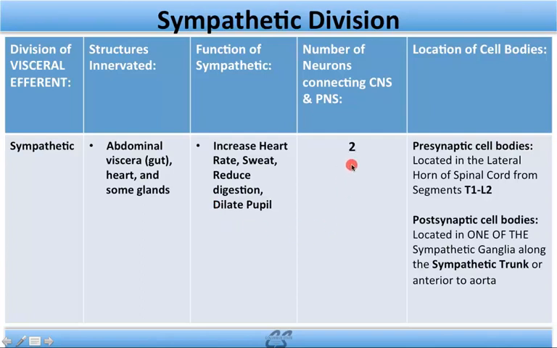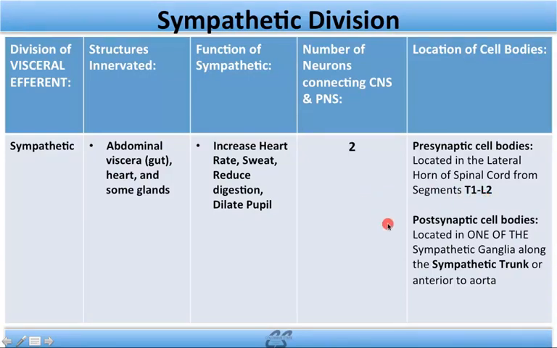How many neurons did it need? Well, anything visceral efferent. This sympathetic is just one type. Anything visceral efferent will need 2 neurons. Specifically, what we're going to show you next, the first neuron is in spinal cord segments T1 to L2, specifically in that lateral horn you saw in the spinal cord. It's not using anterior, it's not using posterior, it's using the lateral horn, which really exists very noticeably in the spinal cord T1 down to L2. It's not the entire spinal cord, it's just those levels.